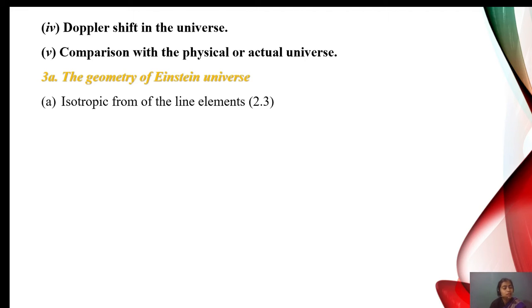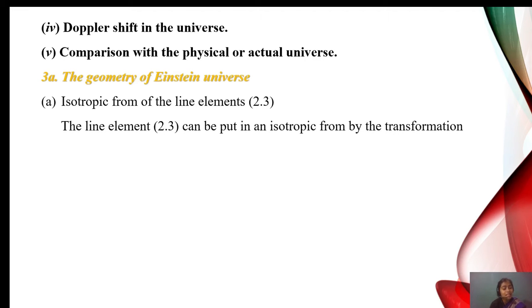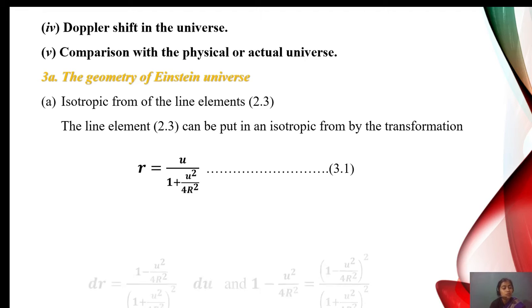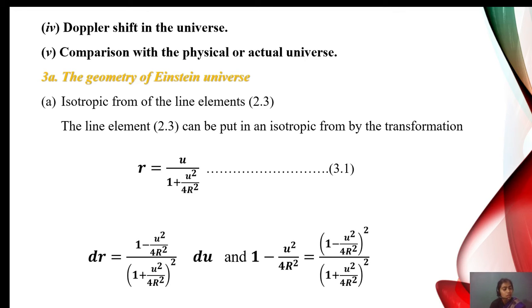The first point is the isotropic form of the line element. The line element can be put in isotropic form by the transformation r equals u upon 1 plus u square upon 4r square. Then dr equals, considering the derivative form, which will be generated using the equation, where du is considered in this form.